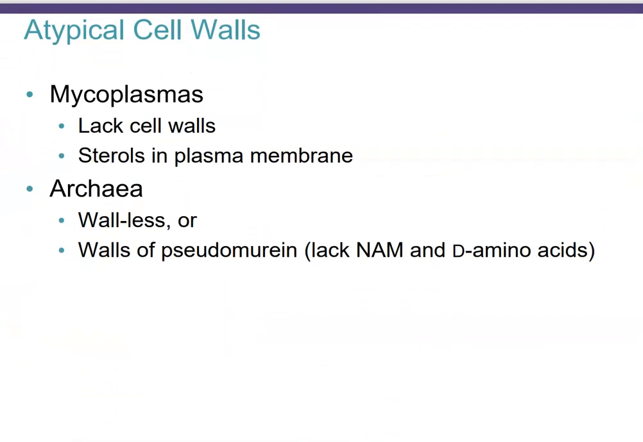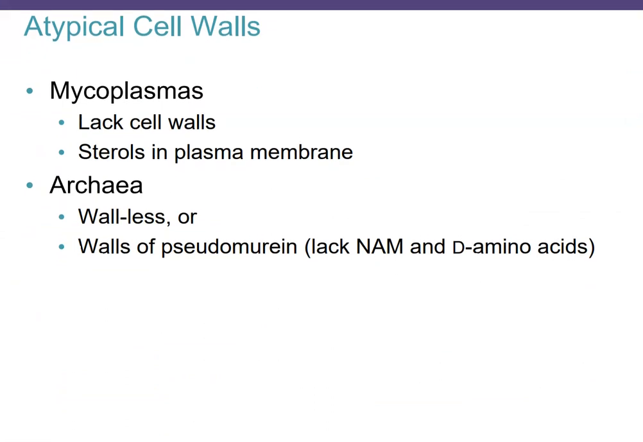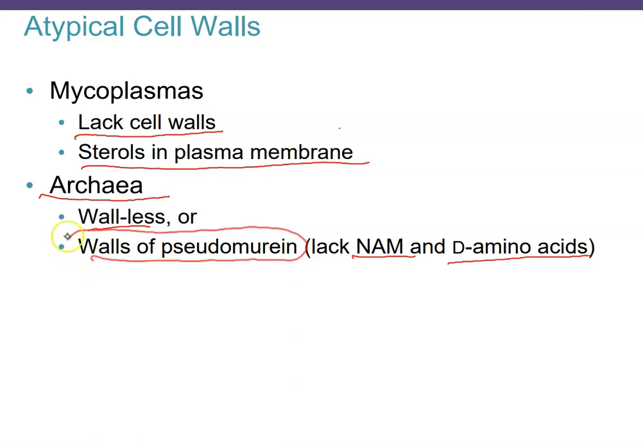More atypical cell walls: the mycoplasmas don't have cell walls at all, but they have sterols in the plasma membrane. And then the archaea are completely different. They either don't have a wall at all, or they have something called pseudomurein. They don't have the NAM and the D amino acids. Those are components we find in the eubacteria, but in the archaea, the walls contain pseudomurein, so it's a different kind of thing. Or they don't have a wall at all.